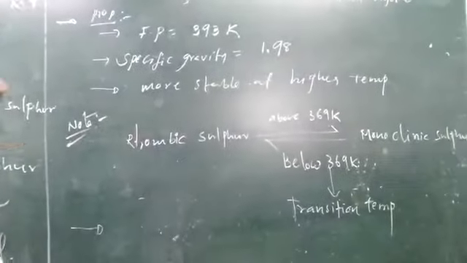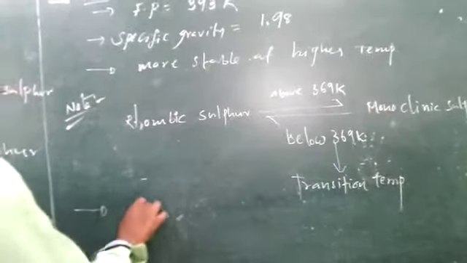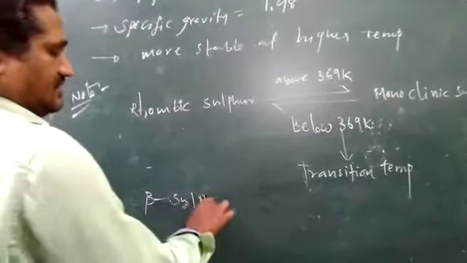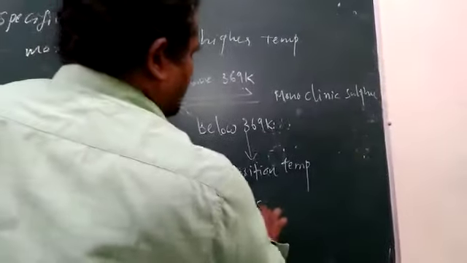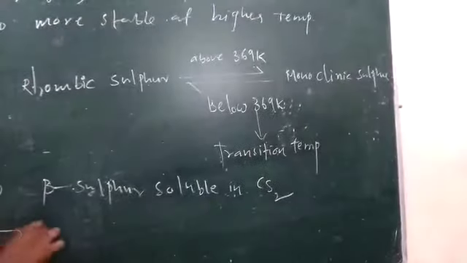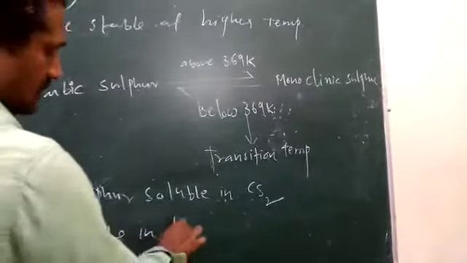Next, this monoclinic beta sulfur is soluble in CS2 and insoluble in water.